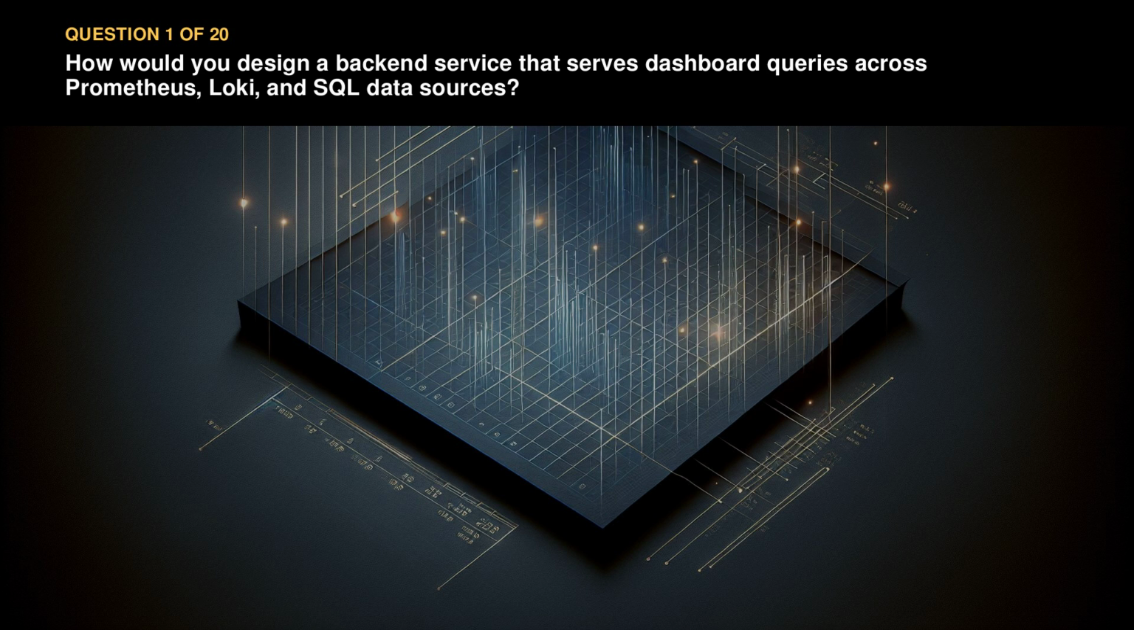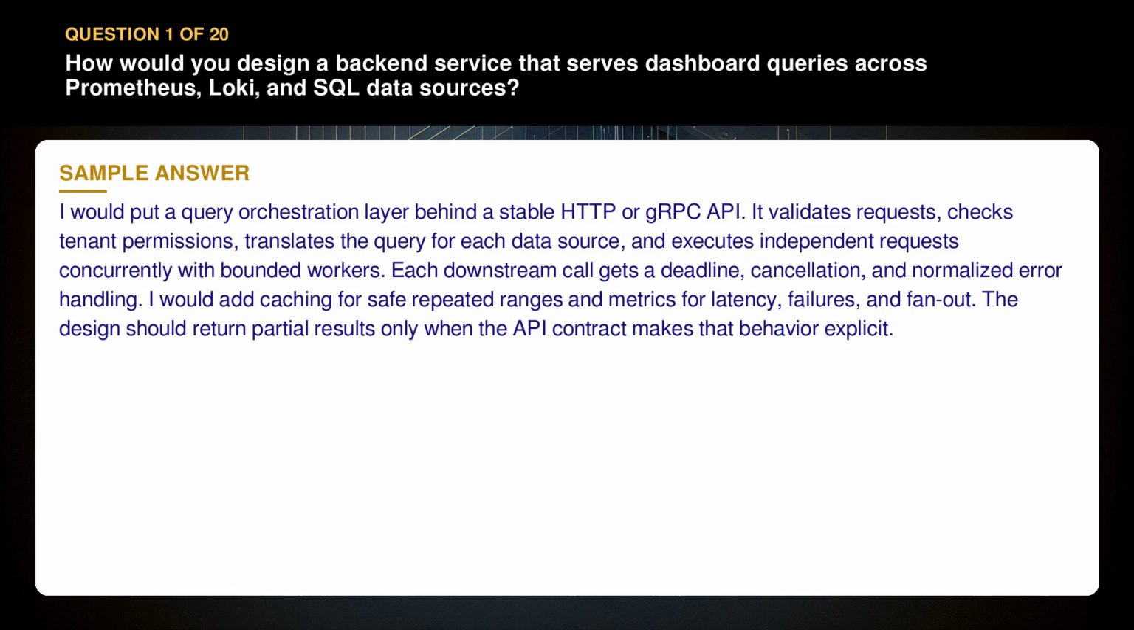Question 1. How would you design a backend service that serves dashboard queries across Prometheus, Loki, and SQL data sources? I would put a query orchestration layer behind a stable HTTP or gRPC API. It validates requests, checks tenant permissions, translates the query for each data source, and executes independent requests concurrently with bounded workers. Each downstream call gets a deadline, cancellation, and normalized error handling.